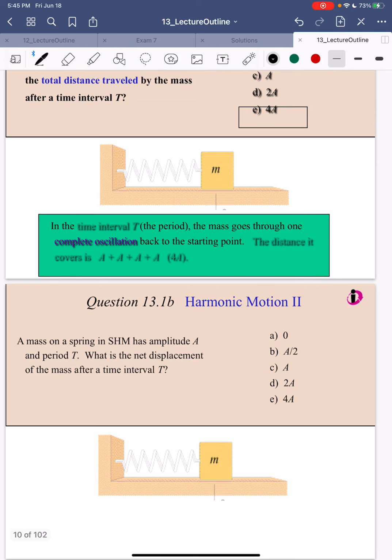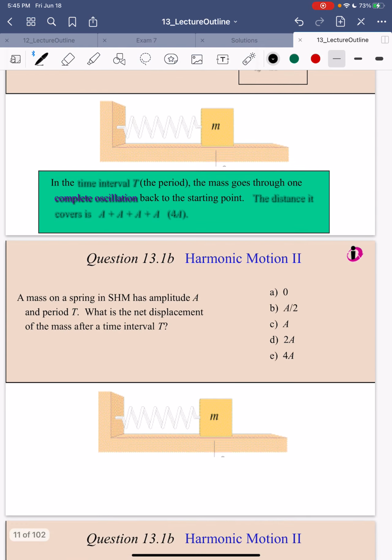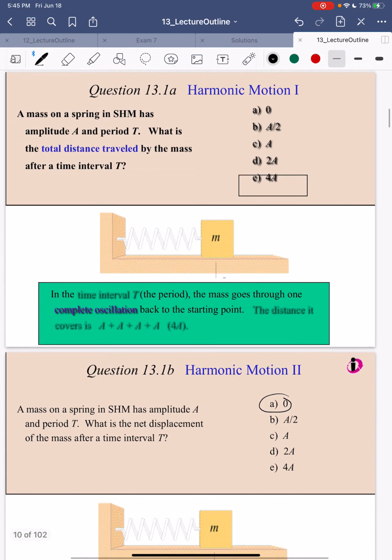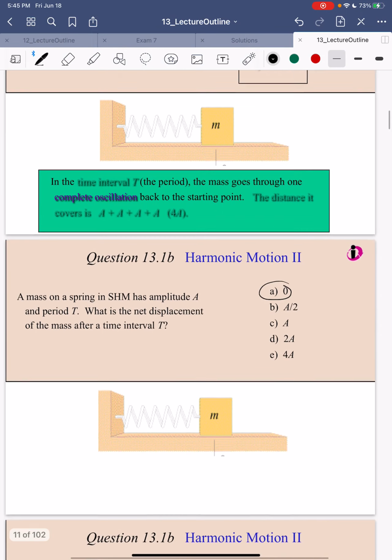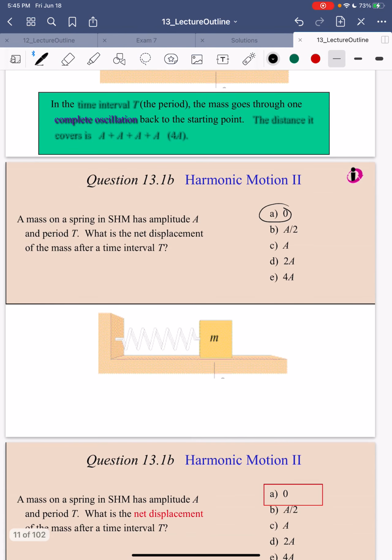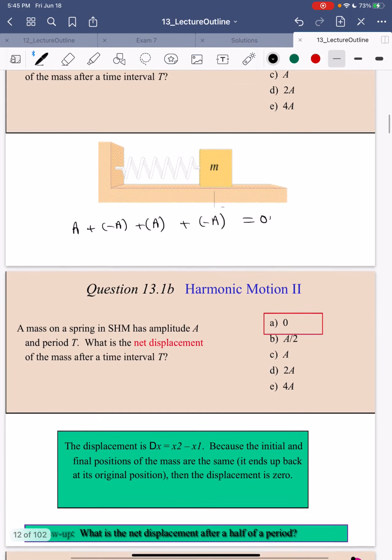Now, a mass on a spring in simple harmonic motion has amplitude A and period T. What is the net displacement of the mass after a time interval T? Of course, it's going to be 0, because I'm talking about the displacement. In the previous question I was talking about the total distance. Here I add the displacements: A plus minus A plus A plus minus A, and that is going to be 0. Or we can say when the object is returning to the same point, the displacement is 0.